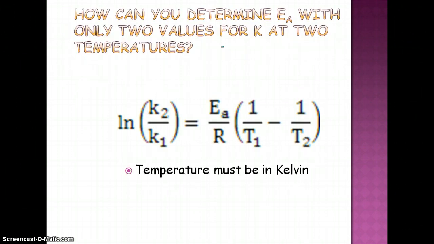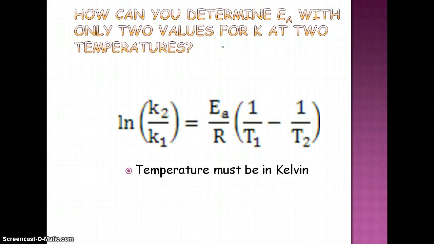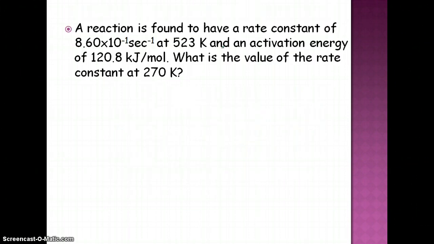All right. So here is an equation that can help us determine the activation energy with two values for K and two temperatures. Okay, so it's wanting us to find the value of the rate constant at 270 K. All right, so there's our little equation. So we got natural log of K2 over K1.